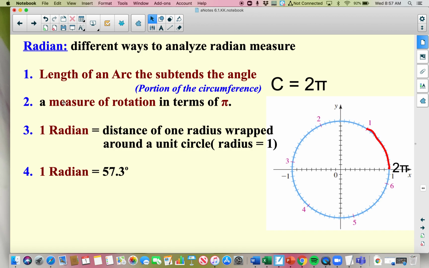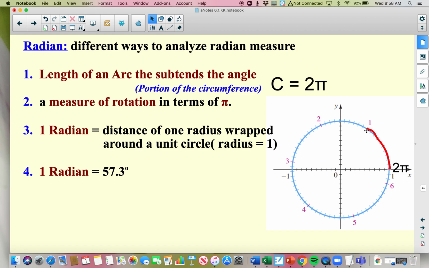Okay, so number 2 says it's a measure of rotation in terms of pi. So if I did this red line, what portion of pi is that? And you know that pi is over here, and you know pi is 3.14. So this looks like about a third, right? Like this is 1/3. This would be, if I kept picking that up and moving it, this would be 2/3, and then 3/3, and just a sliver more. So it kind of makes sense. So this, where the 1 is, looks like it's about a third of pi, if I were going to approximate it.